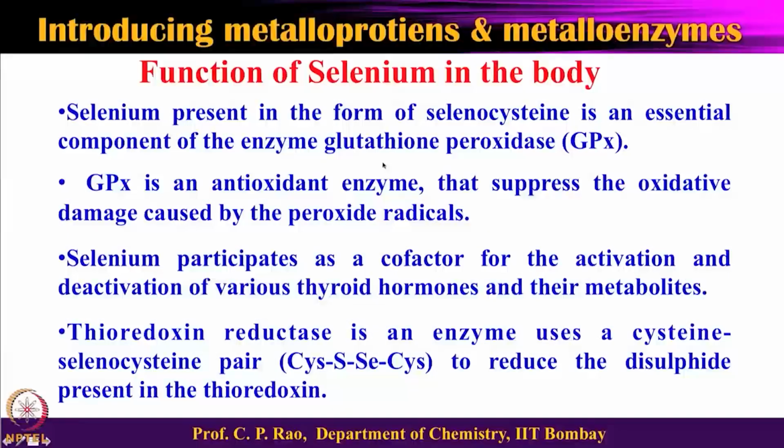So, the selenium is present as the selenocysteine, and it is an essential component of a number of enzymes, particularly glutathione peroxidase. So, what is glutathione peroxidase? Glutathione peroxidase is an enzyme which basically plays a role of removing radicals, toxic species. So, therefore, you can call it an antioxidant enzyme.